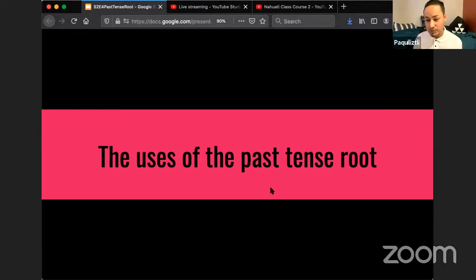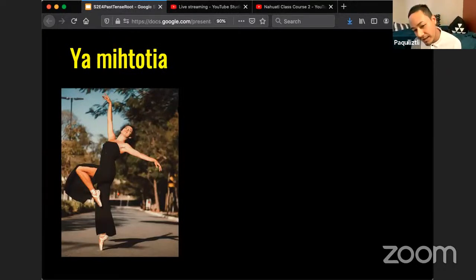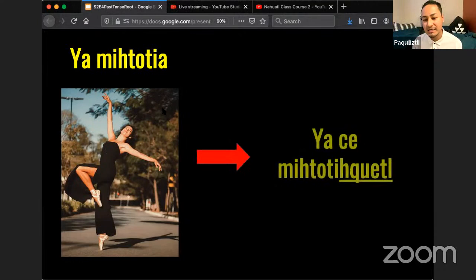But there are other uses for this past tense root. The first example I'm going to give you, you might remember from the past. I told you ya mis totia, and then I said ya se mis totisket. Over here, she dances, ya mis totia, but over here, ya se mis totisket, she's a dancer. So notice the past tense root is what we're actually using, and then we're adding this get.